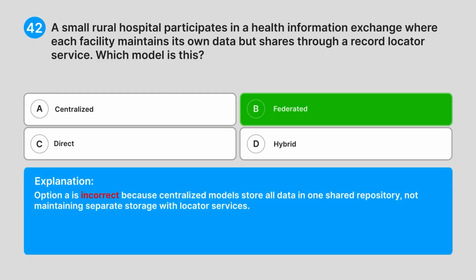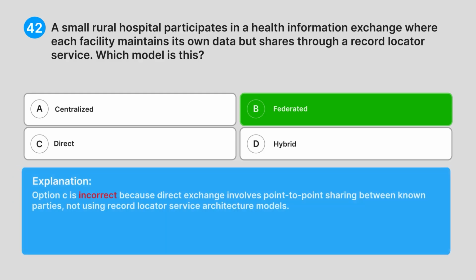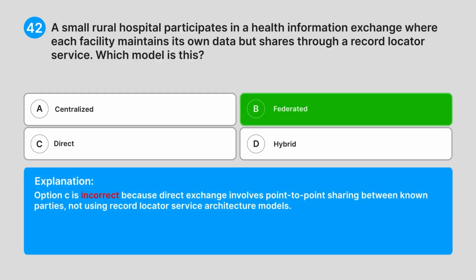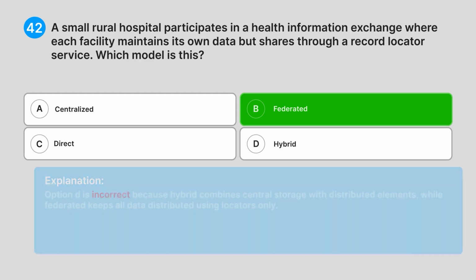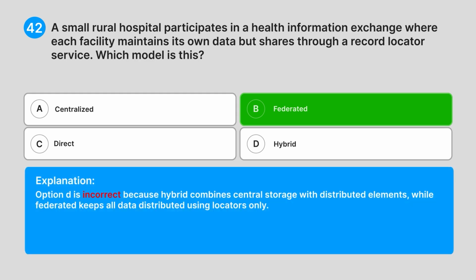Option A is incorrect because centralized models store all data in one shared repository, not maintaining separate storage with locator services. Option C is incorrect because direct exchange involves point-to-point sharing between known parties, not using record locator service architecture models. Option D is incorrect because hybrid combines central storage with distributed elements, while federated keeps all data distributed using locators only.